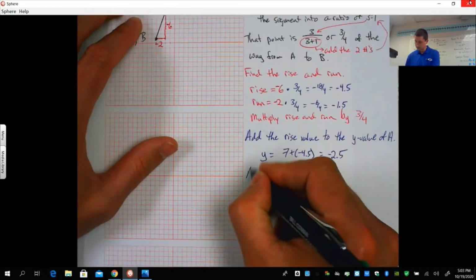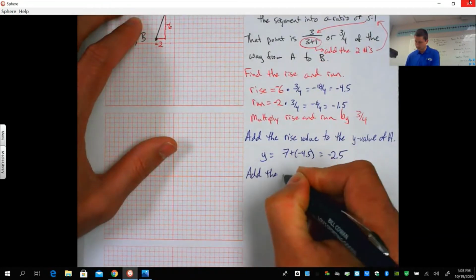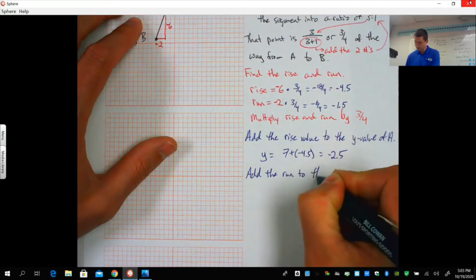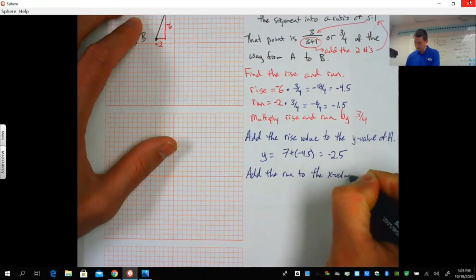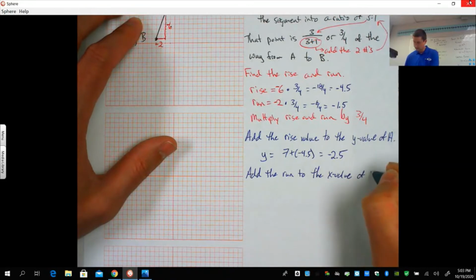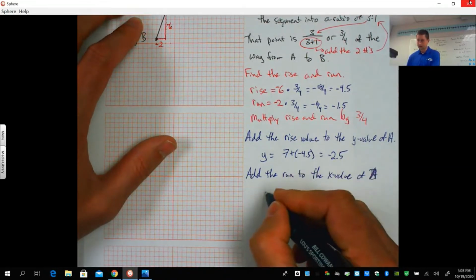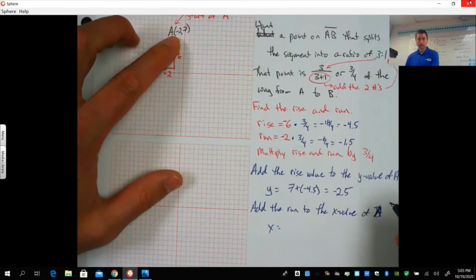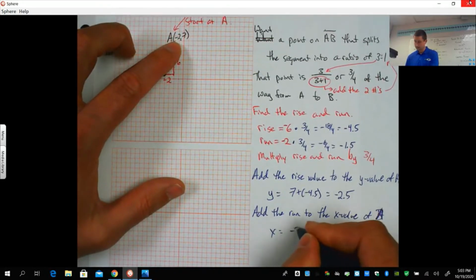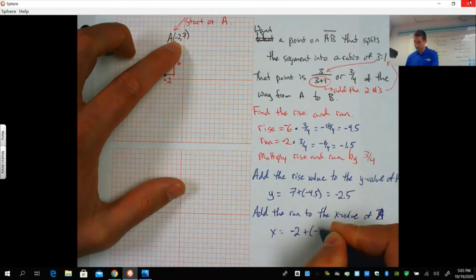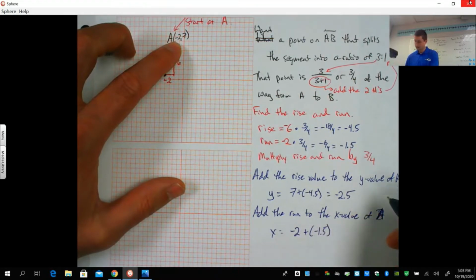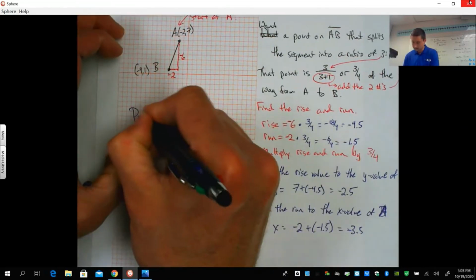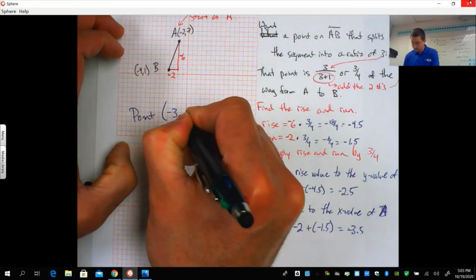Add the run to the x value of A. So our x value is negative 2, negative 2 plus negative 1.5, and you get negative 3.5. So our point is going to be at negative 3.5.